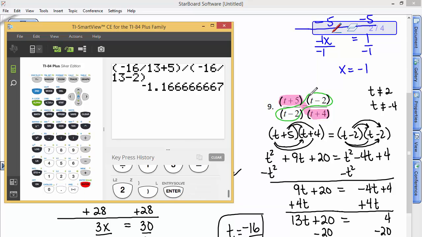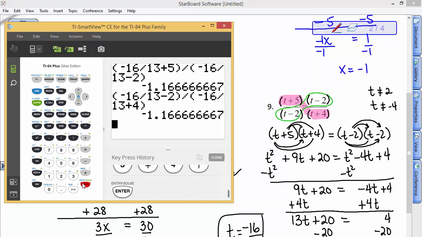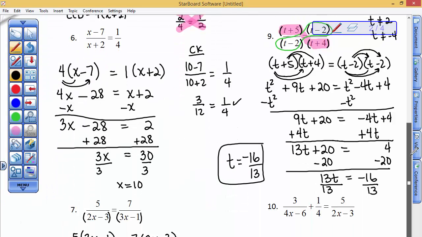The right side of the equal sign says take your t value, which is negative 16 divided by 13, and subtract 2, close my parentheses, then divide by, open my parentheses, negative 16 divided by 13, and that one's a plus 4, close my parentheses. I hope it's a negative 1.1667. So the left side did equal the right side when I put my solution in, and therefore it checked.